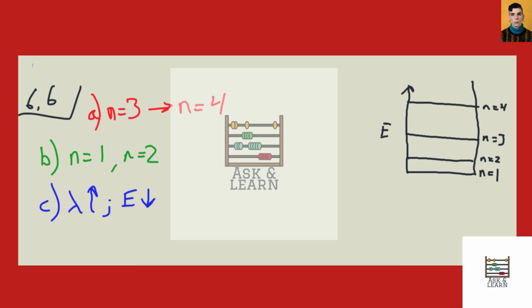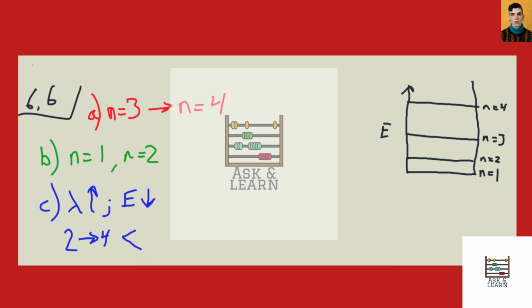So we're given 4 transitions: n equals 1 to 2, n equals 2 to 3, n equals 2 to 4, and n equals 1 to 3. So the greatest transition, the highest energy, or the smallest wavelength, is going to be n from 2 to 4. That's the greatest energy or the lowest wavelength transition.